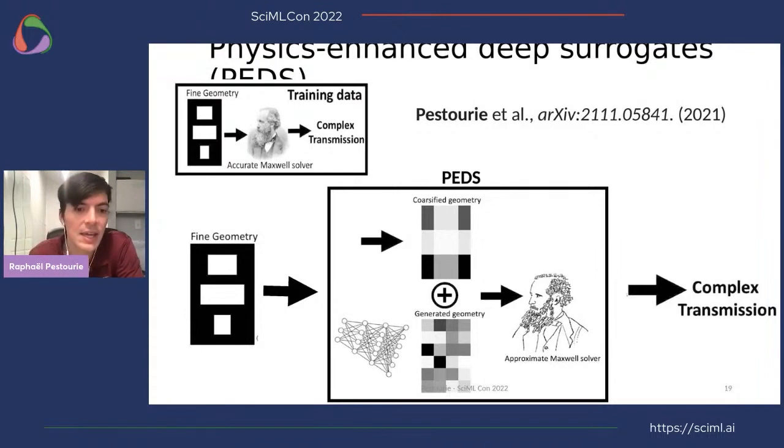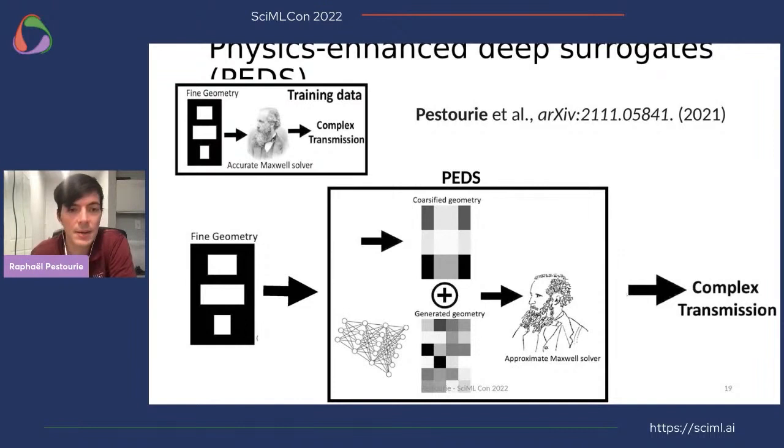In itself, the low-fidelity model is very inaccurate, with an error of more than 100%, but it contains knowledge of the physics. It contains Maxwell's equation, or in other applications could contain conservation laws, and it computes much faster than the high-fidelity solver.